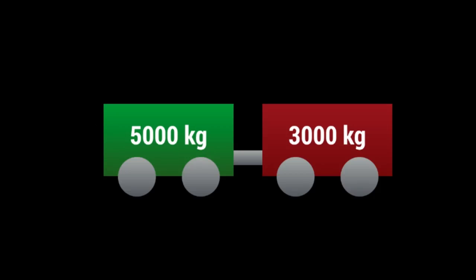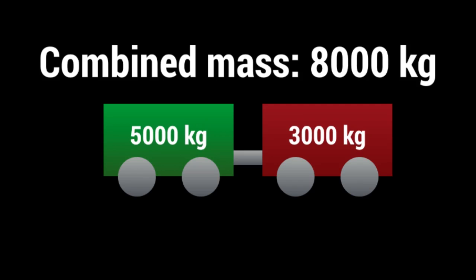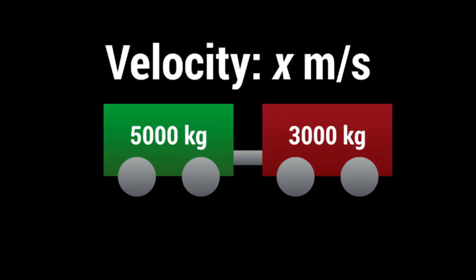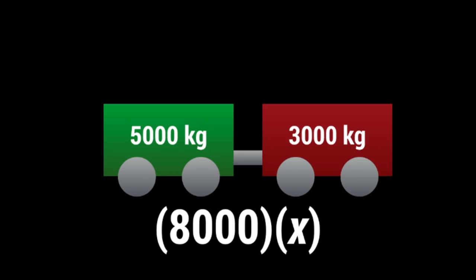Now let's take a look at what happens when the boxcars latch onto each other. When they latch onto each other, they behave like one object. They move back and forth with each other, which means that we can really consider it to be one object, with a combined mass of 8,000 kilograms. The unknown here is velocity, which we'll call x meters per second. Since we know the combined mass and the velocity of the two boxcars, we'll be able to figure out the momentum, which is just equal to 8,000 times x.